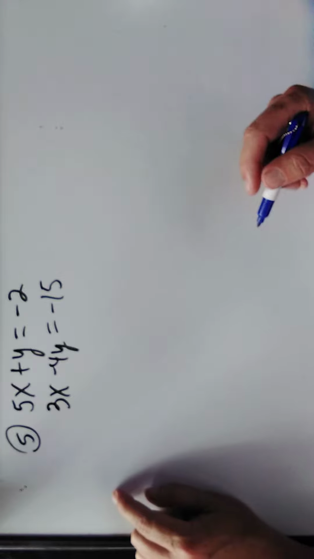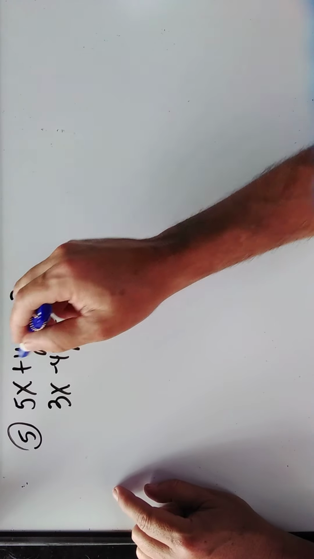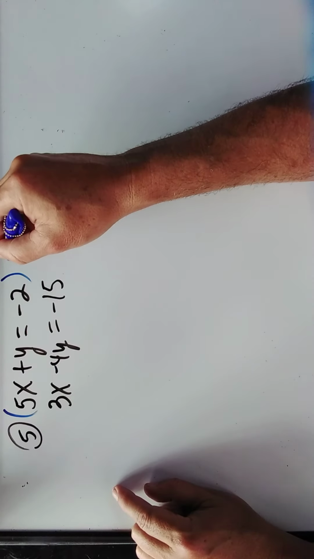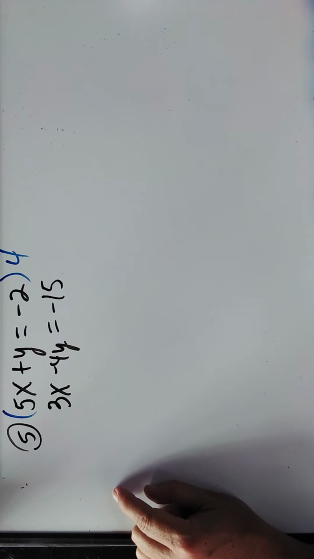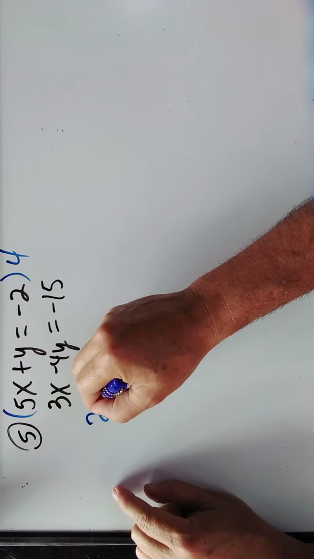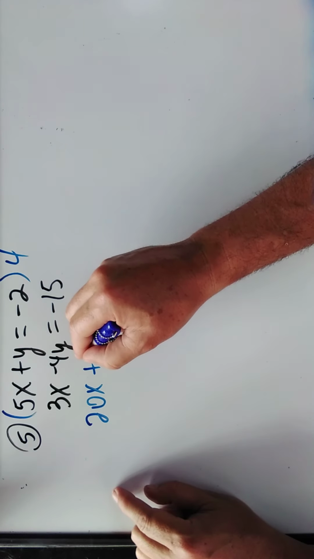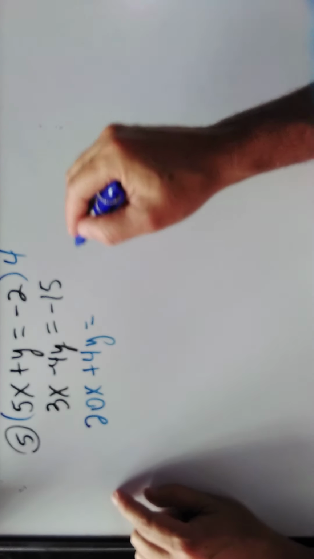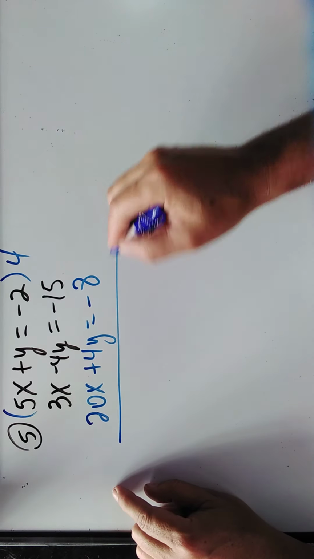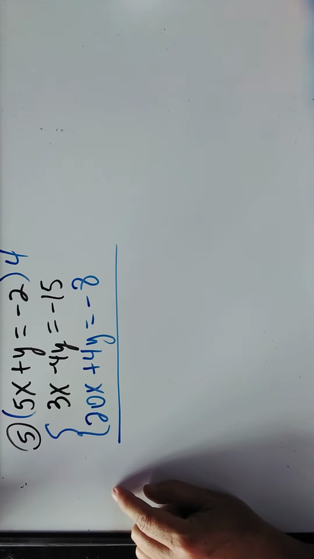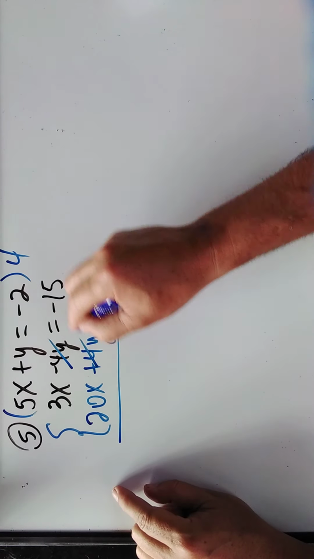On the next example, we notice that nothing is gonna cancel out again, right? So I need to make it happen. So I think the easiest one will be to make that a positive 4y. Therefore, I multiply the whole equation by 4. So I got 20x plus 4y equals negative 8. Now I could combine those two, because I know now the y's are going to cancel out.